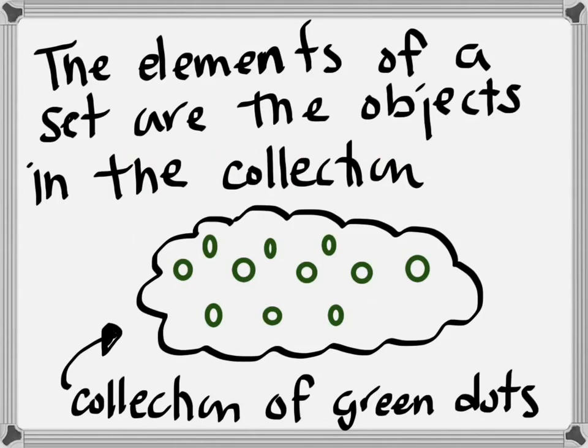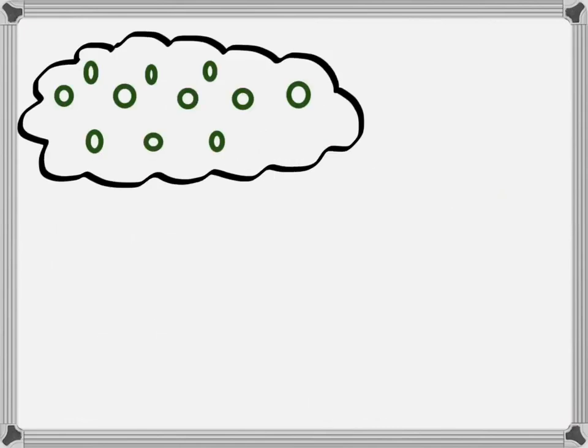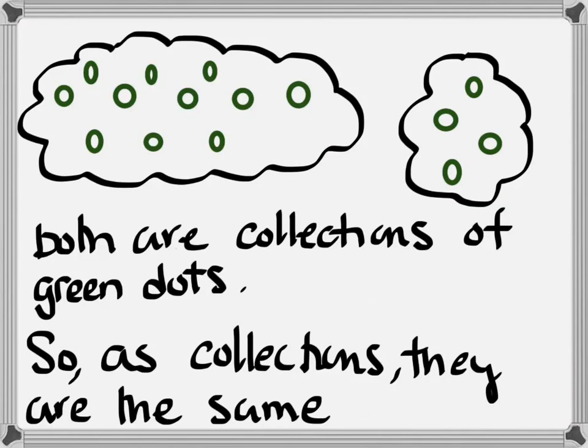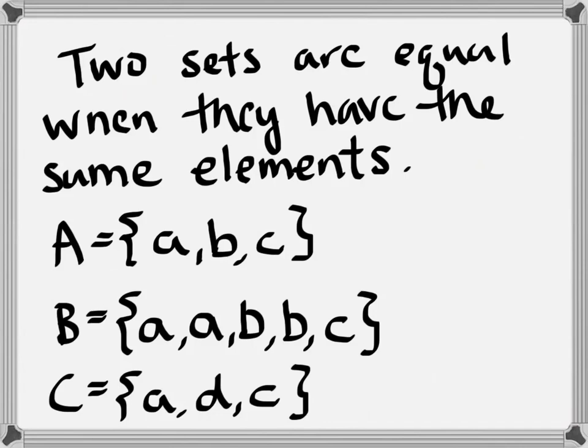The next topic involves counting the number of elements, and we'll begin with a simple example. The elements of a set are just the objects in that collection. So below we have a collection of green dots. However, I have another collection of green dots on the right. And so as collections they are the same. These are the collection of green dots. And so as sets they are the same. We say that two sets are equal when they have the same elements.